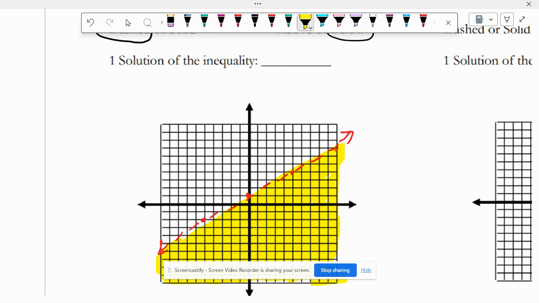So what's a solution to this inequality? Someone give me one solution. Give me a solution that lies in quadrant 1. Ooh, tricky. 0, 5 is not a solution. 1, 1 is a solution. 0, 0 is a solution. 6, 1, 2, 3, 4, 5, 6, 1, 2, 3.